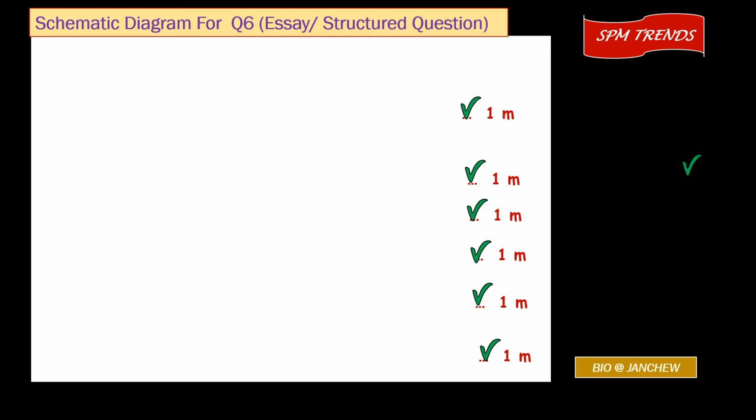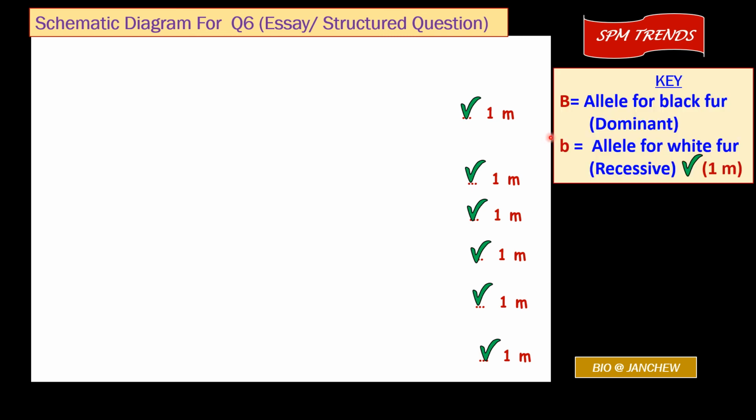Let us look at the answer for question 6. The first thing you need to do is to have a key. Let big B be the allele for black fur, dominant, small b be the allele for white fur, recessive. With the key, you may get 1 mark. Sometimes in the question, the key or the letters are already assigned for the various alleles. If so, you just follow the question and use the letters provided to represent the alleles.